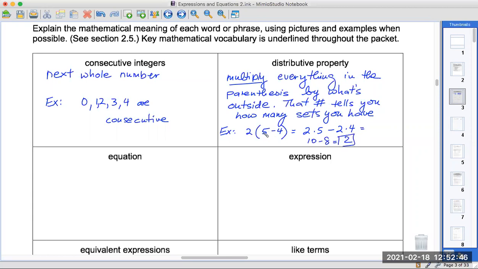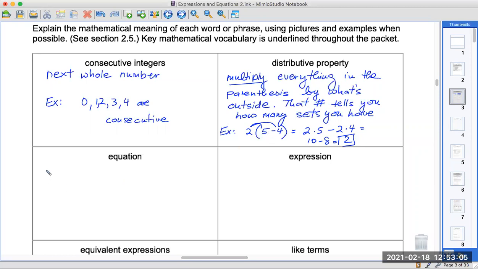Now you're going to say, well, I can do 5 minus 4, which is 1, and multiply it by 2, and that'll give you the same answer. And that's true, but distributing means you're going to multiply. So that comes into play later when we're having symbols, not numbers.